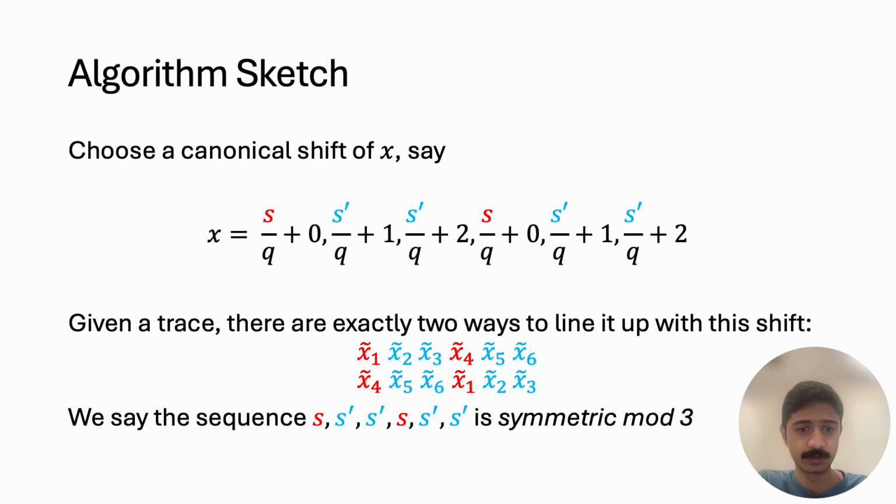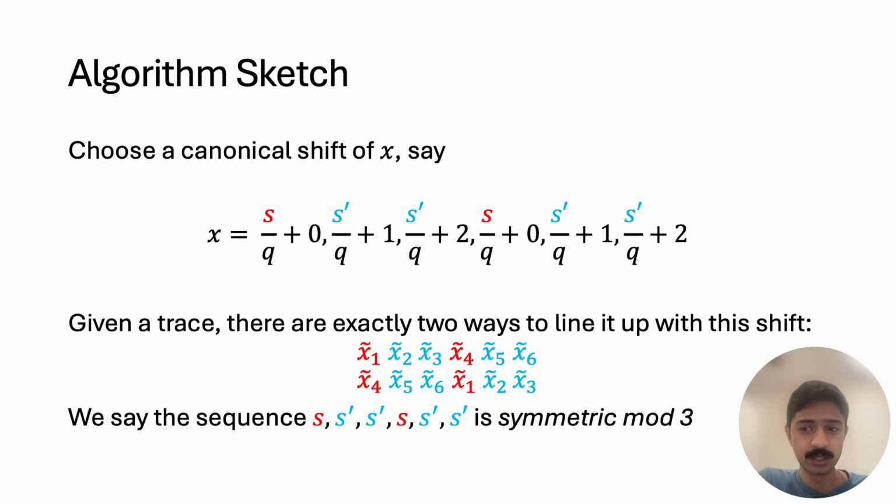Now, for example, in this case, if we cluster all the gaps correctly, and remember, clustering correctly happens with very high probability, since the clusters are far apart from each other, there are exactly two ways to get the canonical shift. You could start at either one of the red gaps, which in this case are x1 or x4. Since these two shifts, x1 and x4, are a distance 3 apart from each other, we say that the sequence of shifts s, s prime, s prime, s, s prime, s prime is symmetric mod 3.